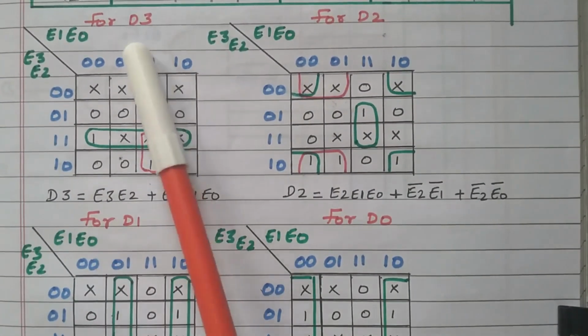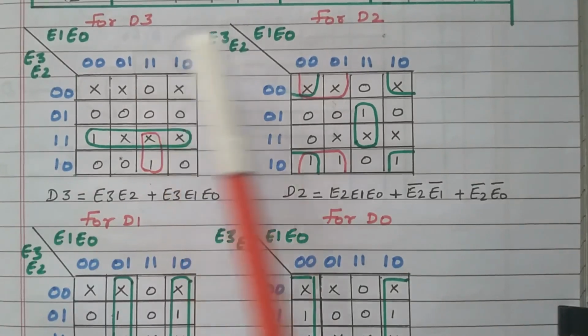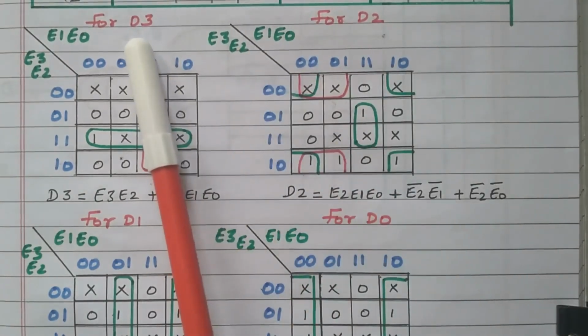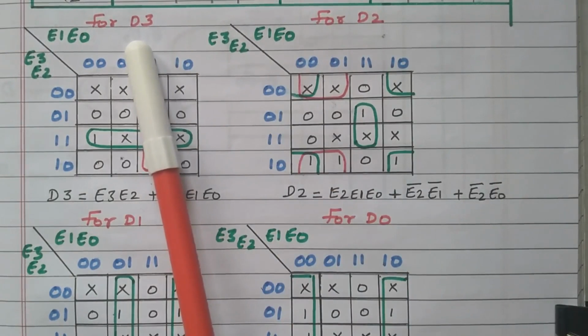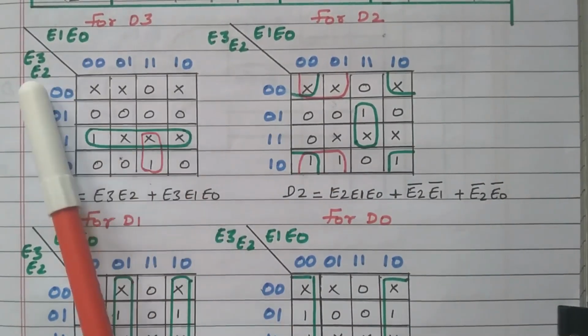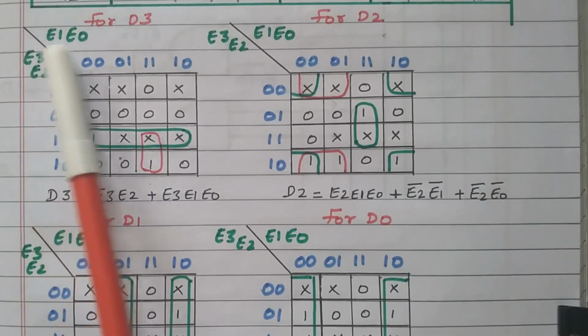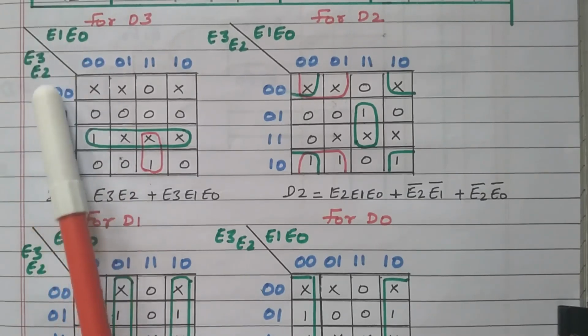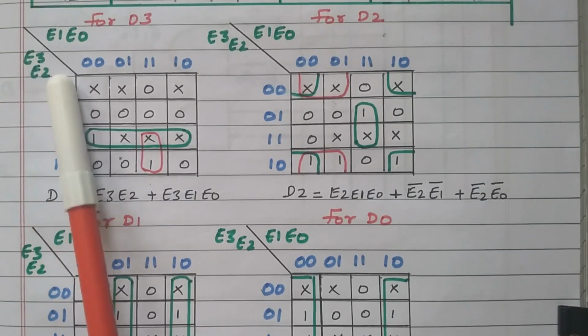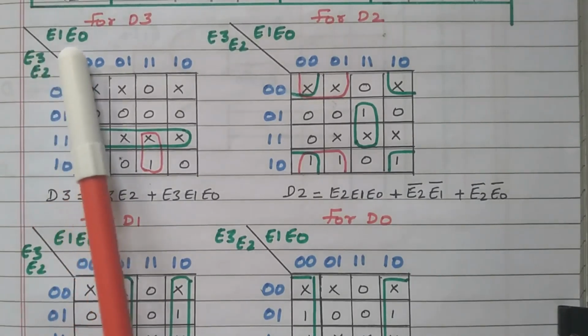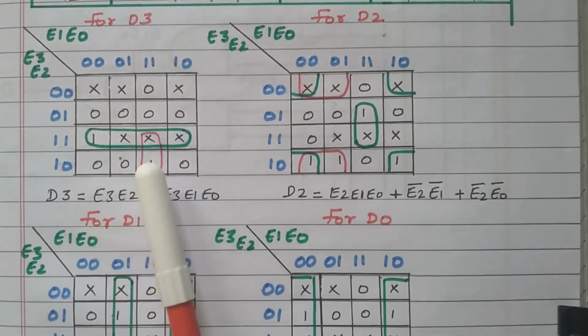Right. First we'll see the D3. Then we'll go to D2. D3, so this is the output code, BCD code. The input is nothing but the XS3 code. E3, E2, E1, E0. These four values are taken as input. E3, E2 are represented vertically. E1 and E0 are represented horizontally.